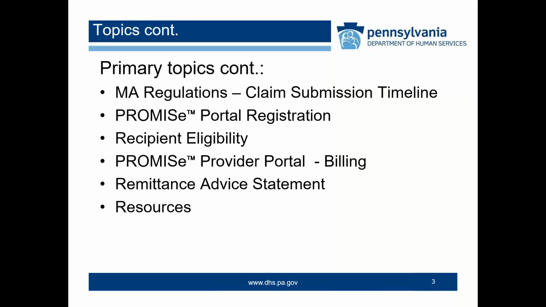Moving on, we will talk briefly about some MA regulations with regards to claim submission timelines. We'll review the Promise Portal registration process, talk about recipient eligibility. We will go over the Promise Provider Portal and the billing portion. We'll review the remittance advice statement and how you would retrieve that. And then finally, at the conclusion, we'll review some resources that are available to you and then answer your questions, some of them. So moving on, Sandy.